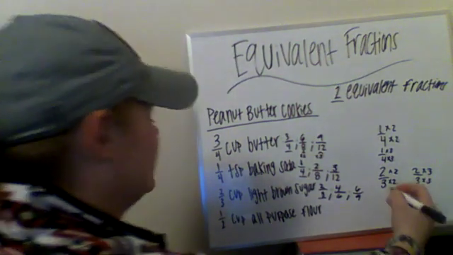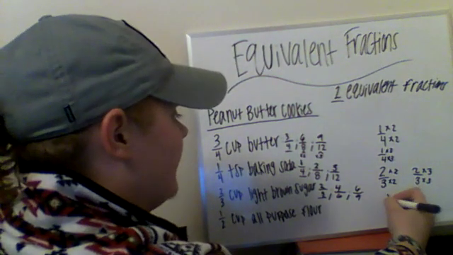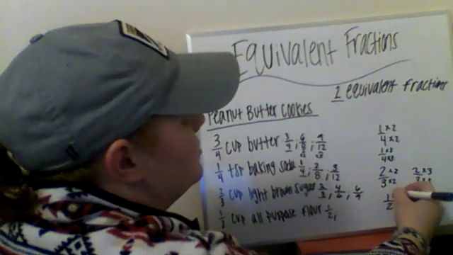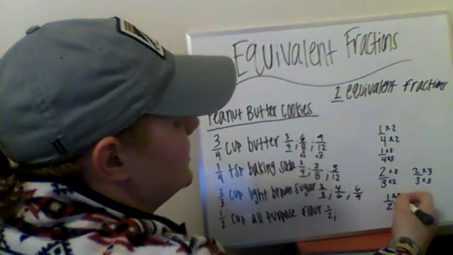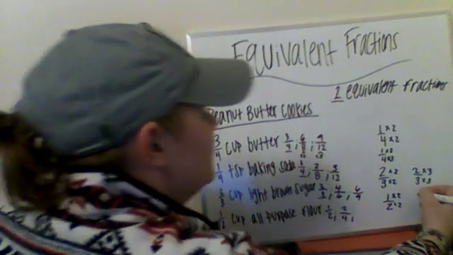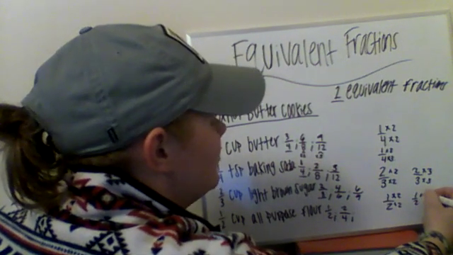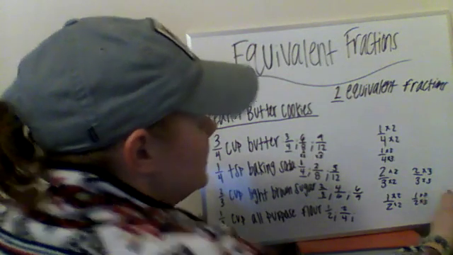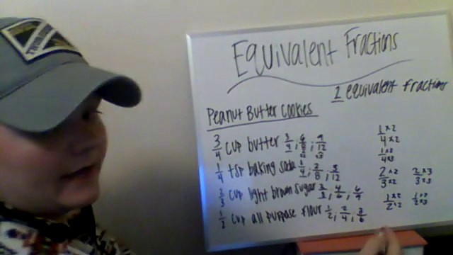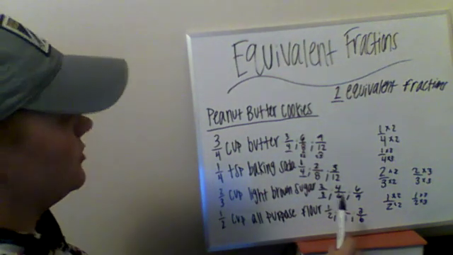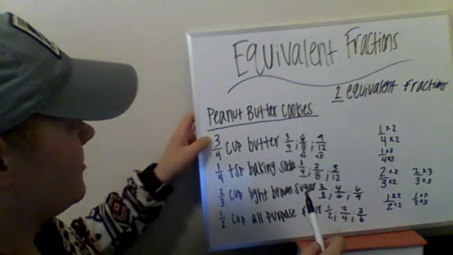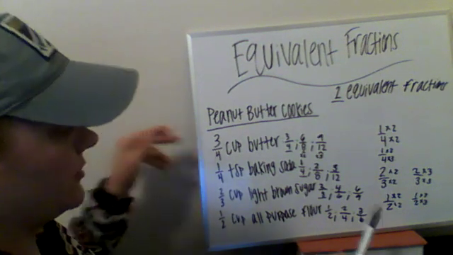My last ingredient is 1/2. Okay, so 1/2. When I multiply my numerator and denominator by 2, 1 times 2 is 2. 2 times 2 is 4. When I multiply it by 3, 1 times 3 is 3. 2 times 3 is 6. Okay? So all you have to do is take your fraction in a recipe, and to get the equivalent fraction, you just multiply the numerator and denominator by the same whole number. Okay?